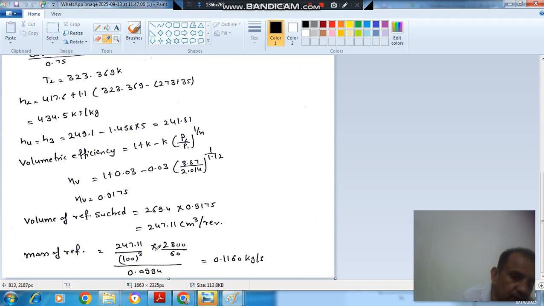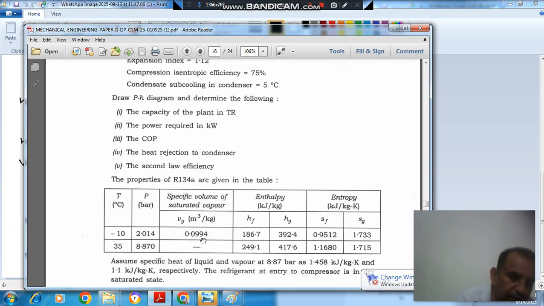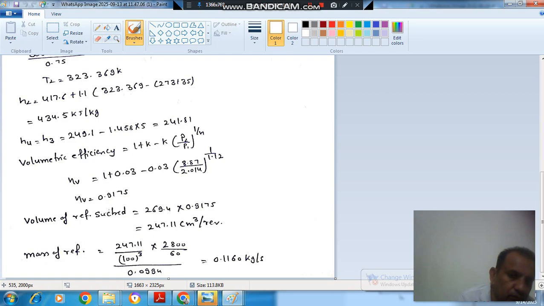As it is rotating at 2800 revolutions per minute, per second it will be this. So from this volume of refrigerant sucked, we multiply it by rpm by 60, then it will be the volume of refrigerant sucked in cubic centimeter per second. If we divide by 100 cube, then it will be in cubic meter per second. And if we divide by the specific volume, which is given as 0.0994, we can find out the mass of refrigerant flow. So this is the mass of the refrigerant flow.